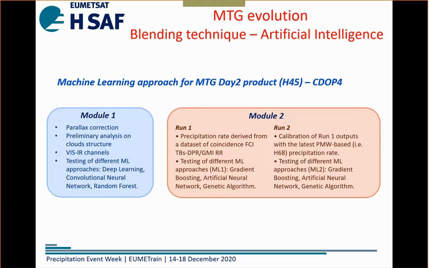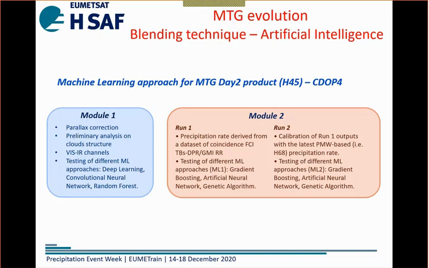And then a second module will run, with two separate runs, one coincident with the geostationary acquisition, and the second one just a few hours later, calibrating with other precipitation microwave estimations.